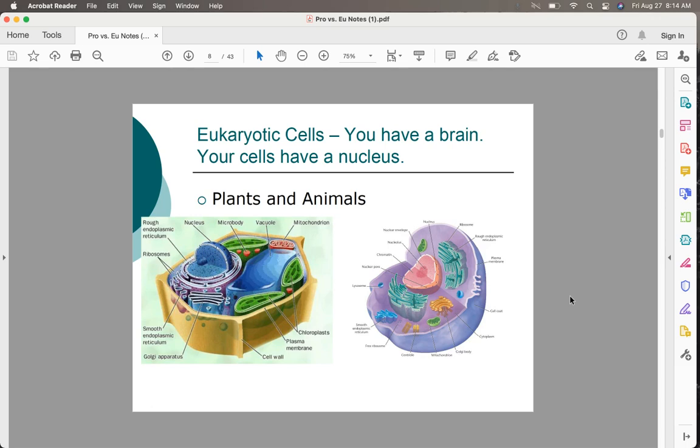And remember, both of these are eukaryotic cells. They have a true nucleus. As you can see, it's the large sphere in the middle of the cells. They both have a nucleus. They both have membrane-bound organelles. They're larger cells. So you can take a second to pause this and look at some of the similarities and differences between plant and animal cells.